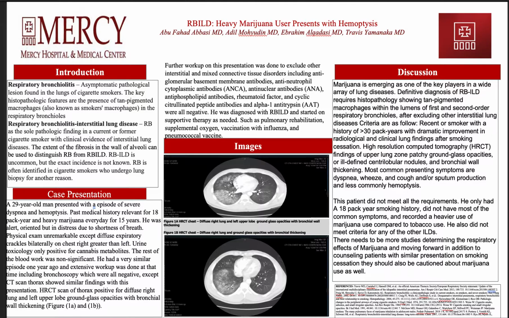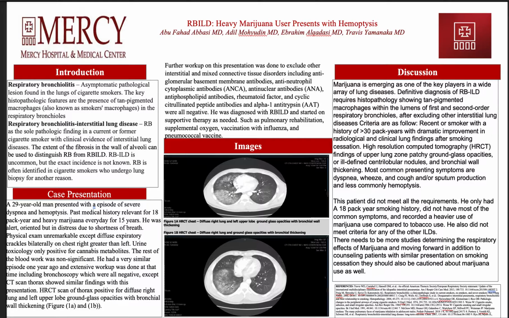There is a wide array of interstitial lung diseases, with many disorders that fall under this category, and respiratory bronchiolitis interstitial lung disease is one of them that is related to smoking and heavy tobacco use. Respiratory bronchiolitis is an asymptomatic pathological lesion that is found in the lungs of cigarette smokers. Respiratory bronchiolitis interstitial lung disease is RB with interstitial lung disease, basically the lesion with signs and symptoms of ILD.